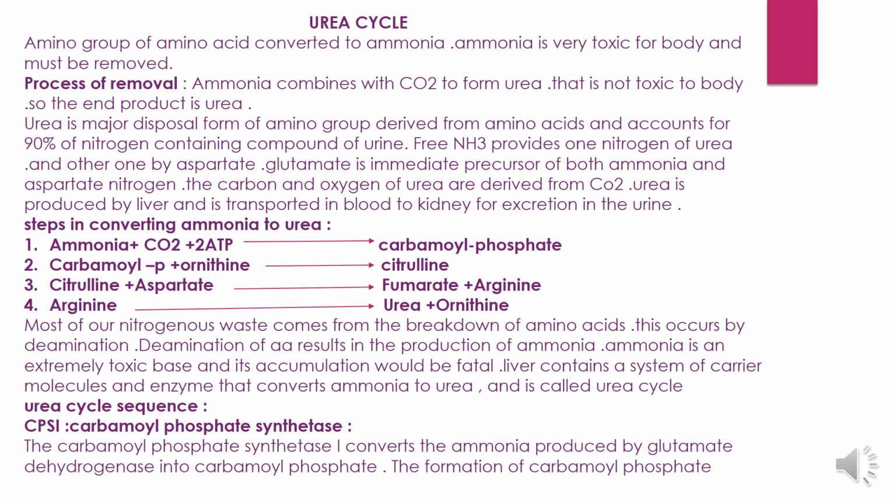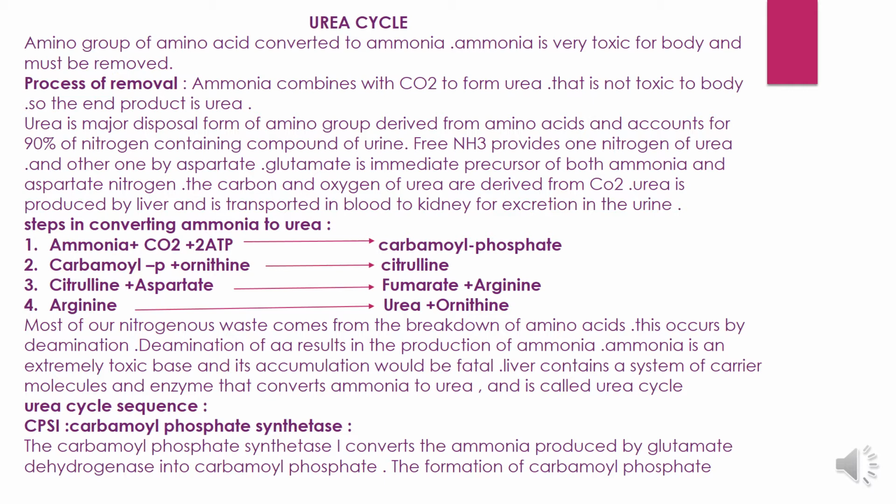Most of the nitrogenous waste comes from the breakdown of amino acids. This occurs by deamination. Deamination of amino acids results in the production of ammonia. Ammonia is an extremely toxic base and its accumulation would be fatal. The liver contains a system of carrier molecules and enzymes that converts ammonia to urea, and it is called the urea cycle. The urea cycle sequence has different catalysts.